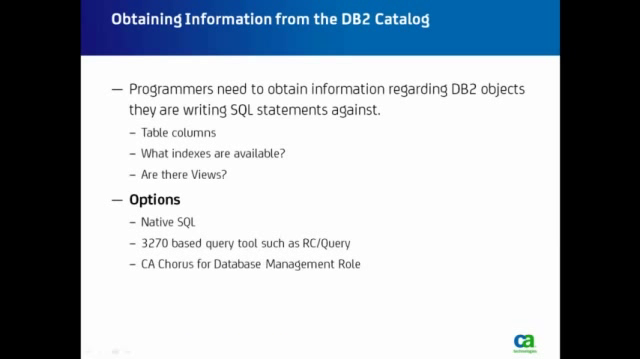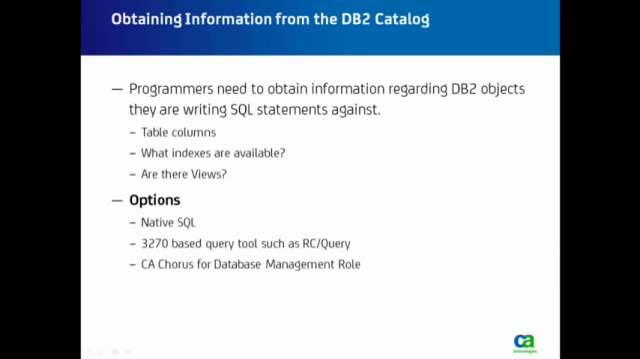In this demonstration, we're going to be discussing obtaining information from the DB2 catalog. As an application developer, you need to get much information from the DB2 catalog in order to write your SQL that you're going to embed into your applications. You need to have an understanding of table structures such as column names, column data types, lengths, etc. Also, typically you're going to need to know what indexes are available in order to write efficient SQL.